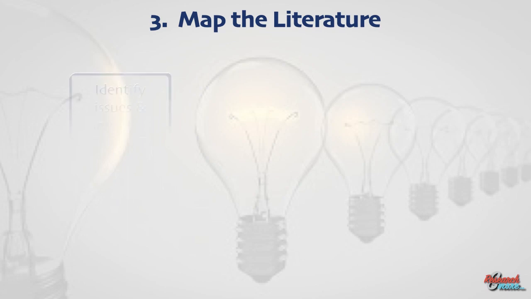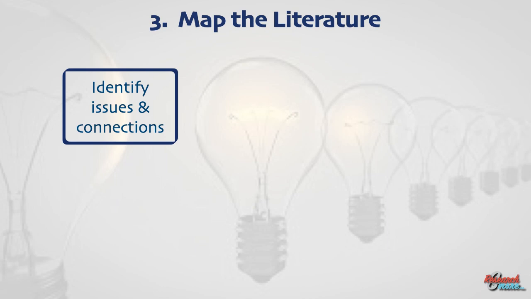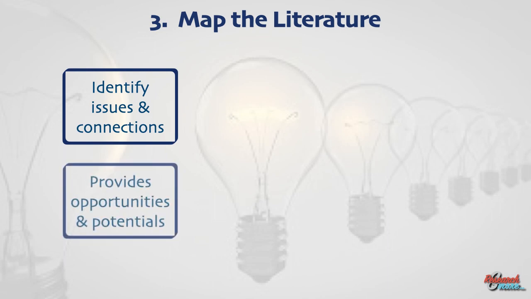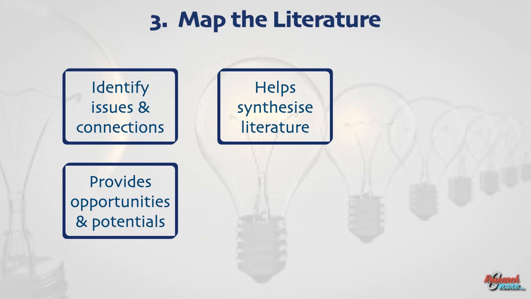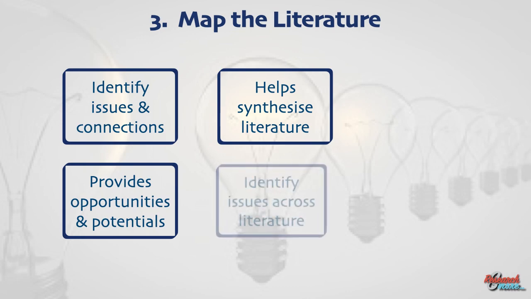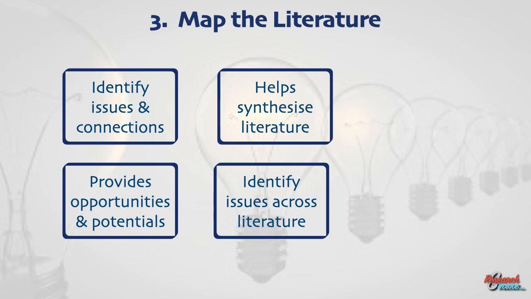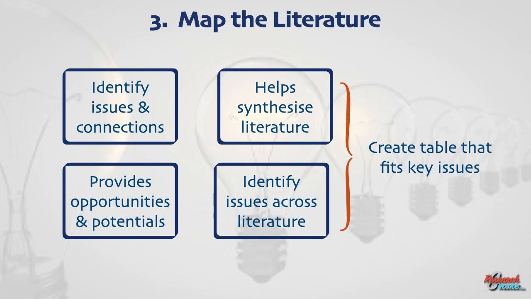A literature map helps identify issues such as relevance and connections among studies in terms of ideas, variables, context, methodology, findings, and future direction. A well-designed and comprehensive literature mapping allows understanding of opportunities and potentials for viable theoretical contributions. Also, a good literature mapping helps you in synthesizing your literature, thus helping in the overall writing of the literature review chapter. While there is no one best way to create a literature mapping, it broadly facilitates identifying key issues or aspects across the literature, and then creating a table that fits the key issues or aspects found in the literature.